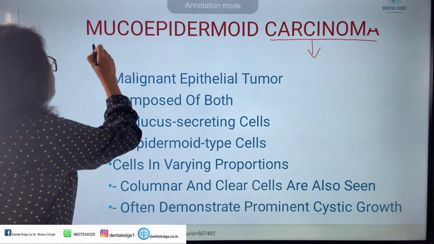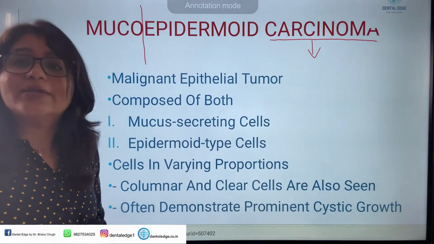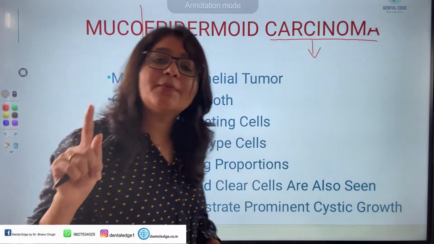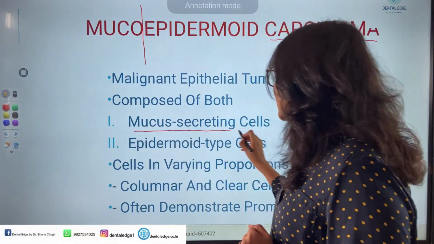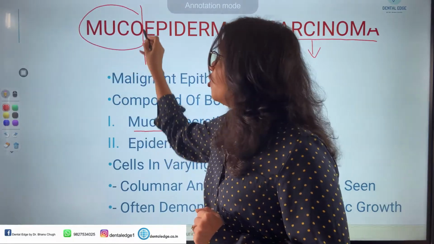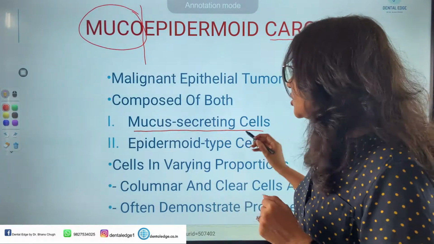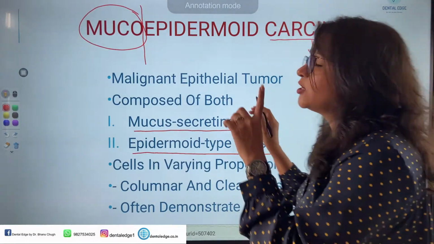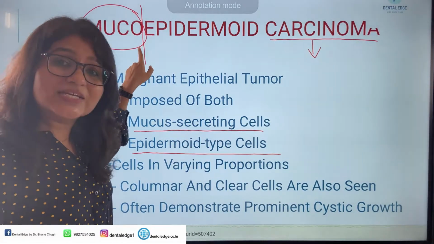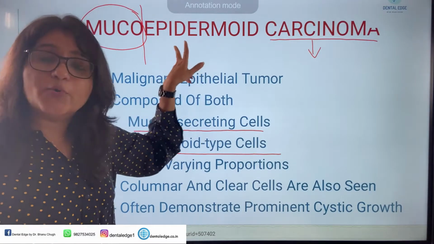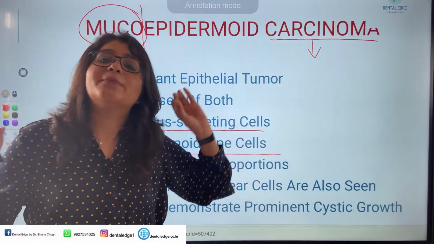Now, if we see the term mucoepidermoid, let's divide this term into two parts, muco and epidermoid, and the name suggests that there are two types of cells in this tumor. There are mucus secreting cells from the word muco, and there are epidermoid cells with squamous cell features. So there are epidermoid type cells. So from the name, we understand that there are mucus secreting cells, there are epidermoid, that is squamoid feature like cells, and it's a malignancy of epithelial tissue origin, right?